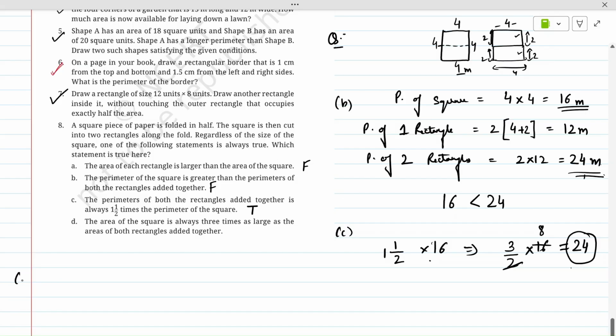Okay. Now coming to the last statement, the area of square is always 3 times as large as the areas of both rectangles added together. This is false. Why? Because the area of this whole square should exactly be equal to areas of both the rectangles added together, because these two rectangles are derived from this square when they are equally cut. So there is only one statement which is true here, that is the statement C.